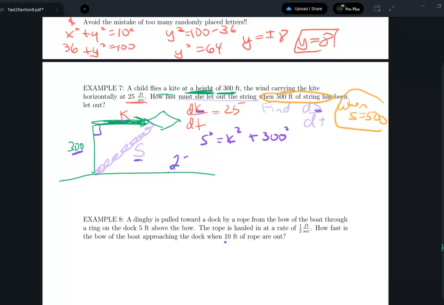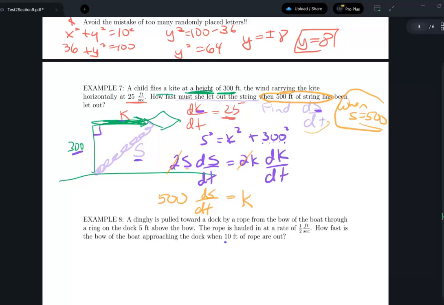Now I'm ready to take the derivative. 2s ds over dt equals 2k dk over dt. And remember, 300 squared is a number, so the derivative of a number is 0. I'm going to get rid of the 2's. So let's see what I've got. S, oh, I know what S is. That's 500. ds over dt, that's what I'm trying to find, so it's okay for that to be there. K, I don't know K right now, but I do know that dk over dt is 25.